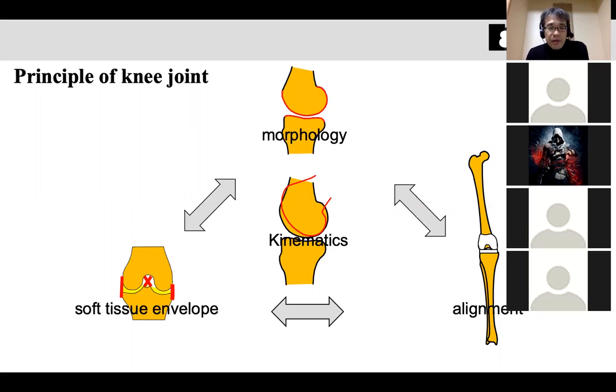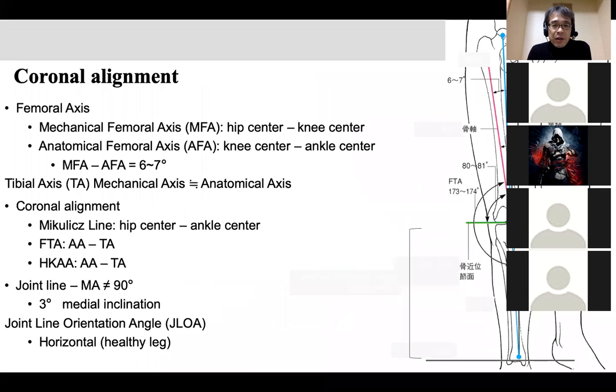Unlike the hip is a very, very simple joint because the hip is stabilized by the bone and very, very conformed joint. The kinematics is very simple, only one axis, only the cup and the center of the femoral head, that's all. So we should start about the alignment.